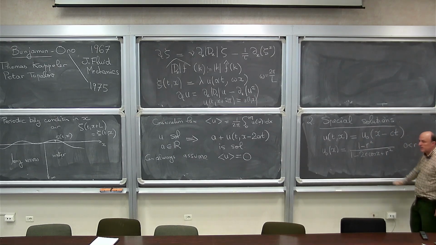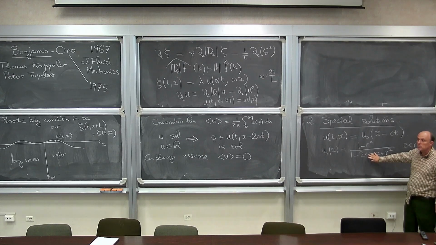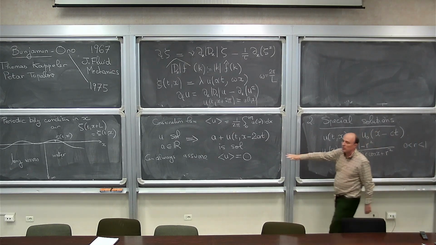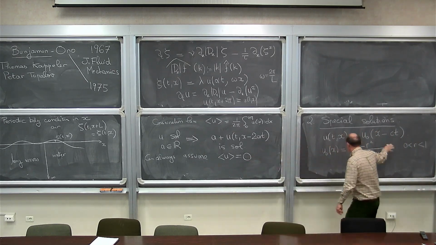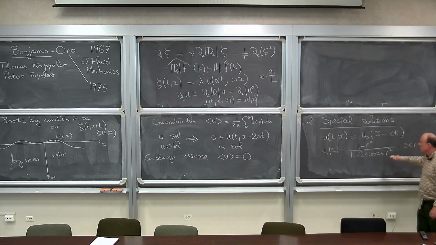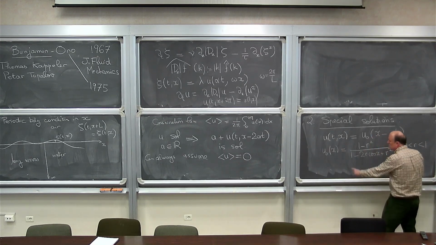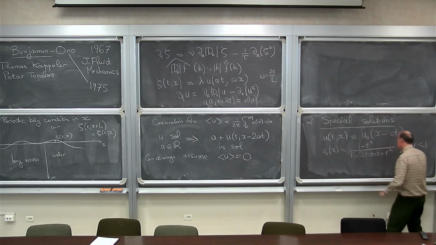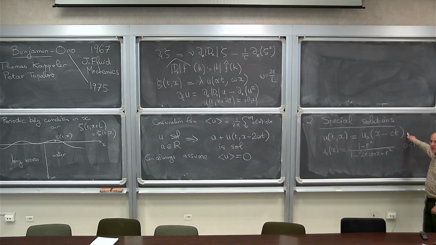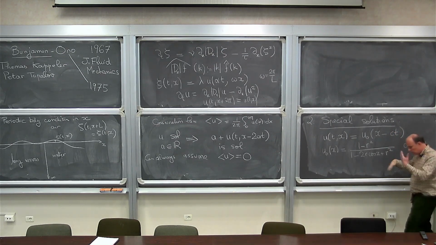I claim that if I start from this initial datum, this one has average 1, but okay, you can withdraw again its average if you prefer. Then I claim that the solution of the Benjamin-Ono equation with this initial datum is given by that. And that was the observation by Benjamin. With a constant c here, it's a velocity c, which depends on r.